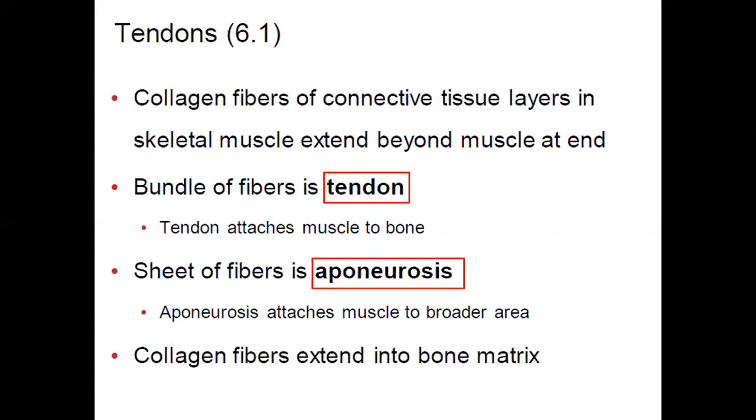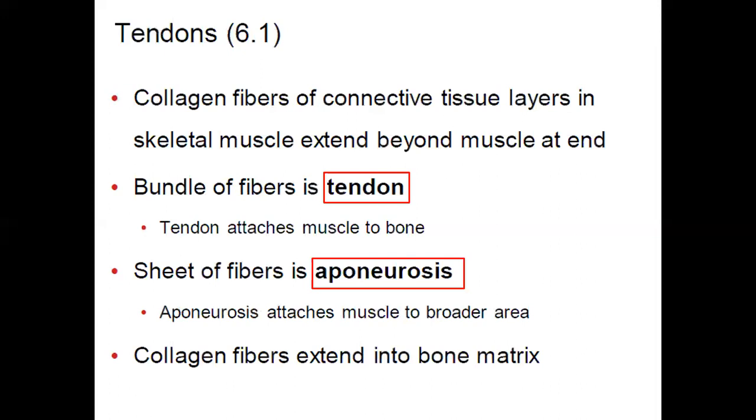Tendons are bundles of fibers created from dense regular connective tissue that attach skeletal muscle to bone. There are collagen fibers in the connective tissue layers, the endomysium, the perimysium, and the epimysium. Some of the collagen fibers extend beyond the muscle at the end and bundle into fibers that become the tendon, which is dense regular connective tissue.